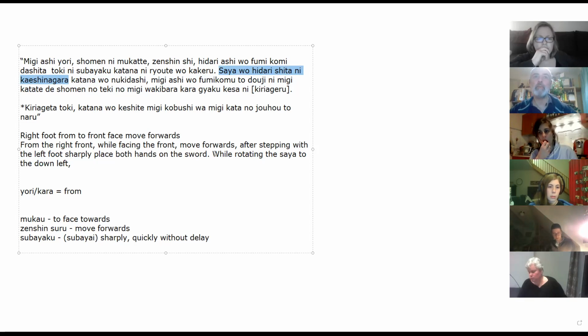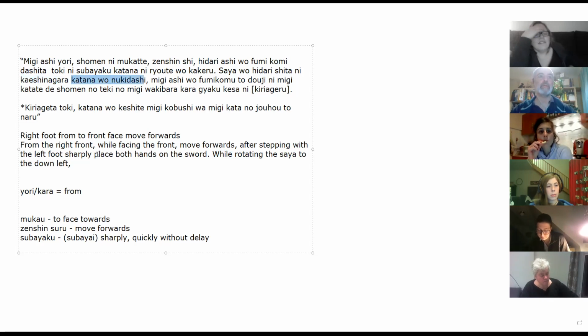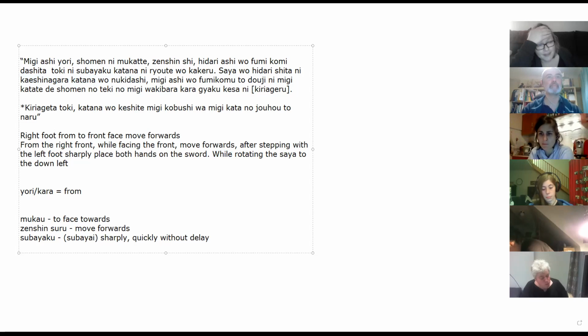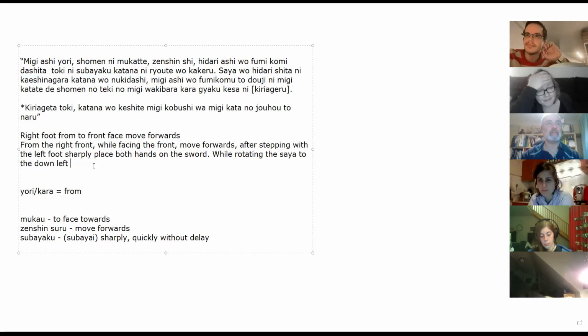And then the bit I was most interested in was this bit, while. So this is the key part. This nagara, kaishi nagara, katana o nukidashi. I thought it was turning back or returning instead of rotating. Give me a second, hang on a second, Joseph. Yeah. Left, draw the sword. Right. Joseph, you go first, then I'll respond. Go ahead.